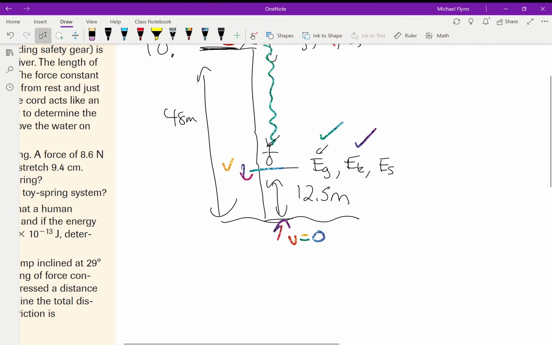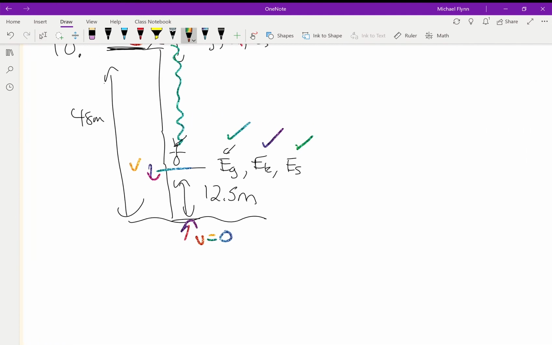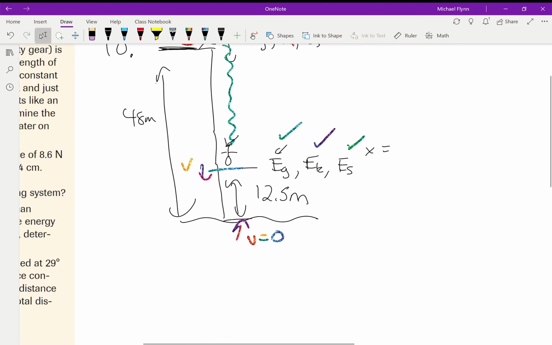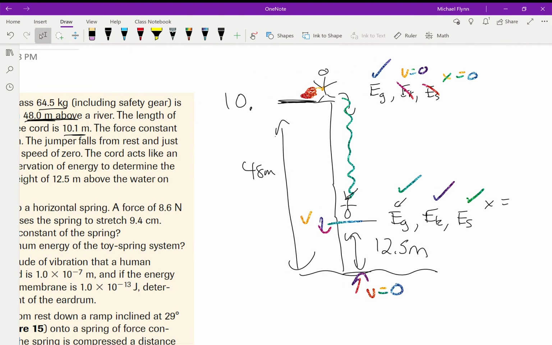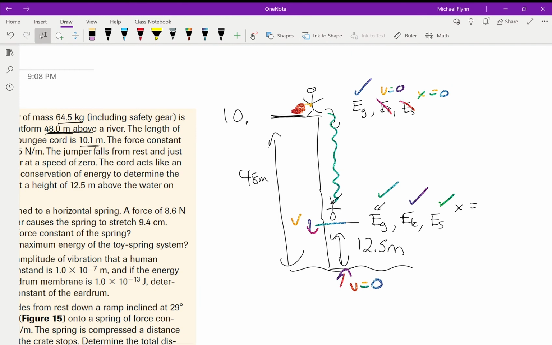All right, and then your spring energy, you definitely have some of that. And your x value is going to equal, well, you've fallen 48 meters, but it didn't start to stretch until 10.1, or sorry, he fell, what was it, 12.5, am I getting these numbers right? Yeah. Okay, so let me just do the math quickly, because I'm tired and it's a bit lazy here. So it's 48 minus 12.5 is 35.5 minus 10.1.